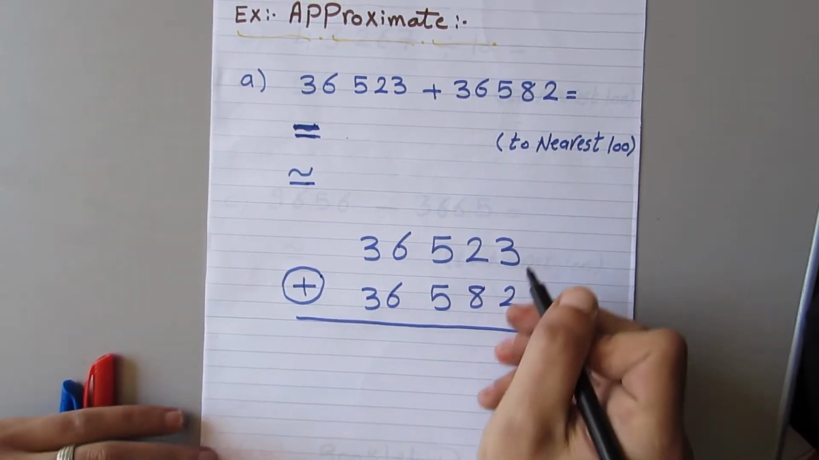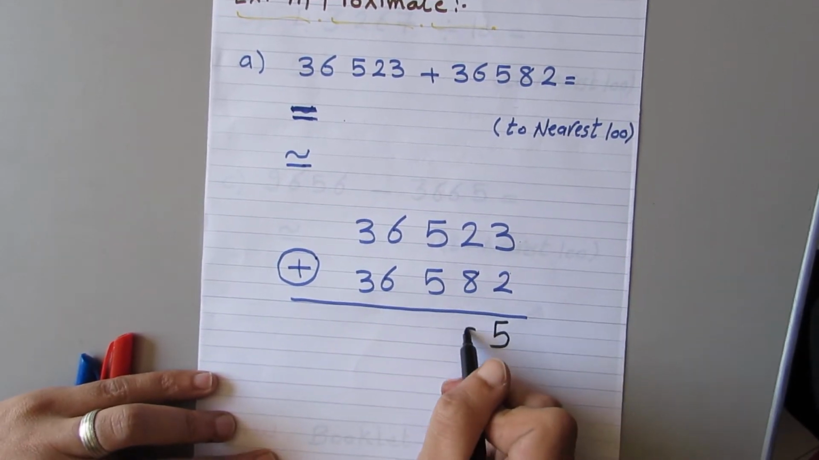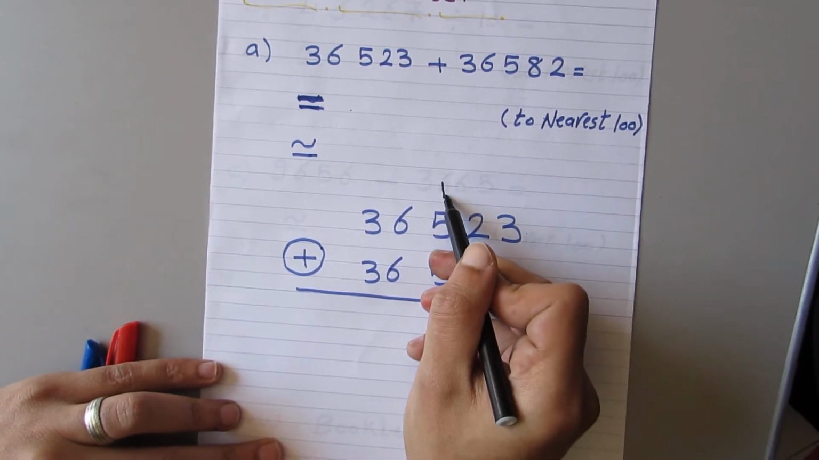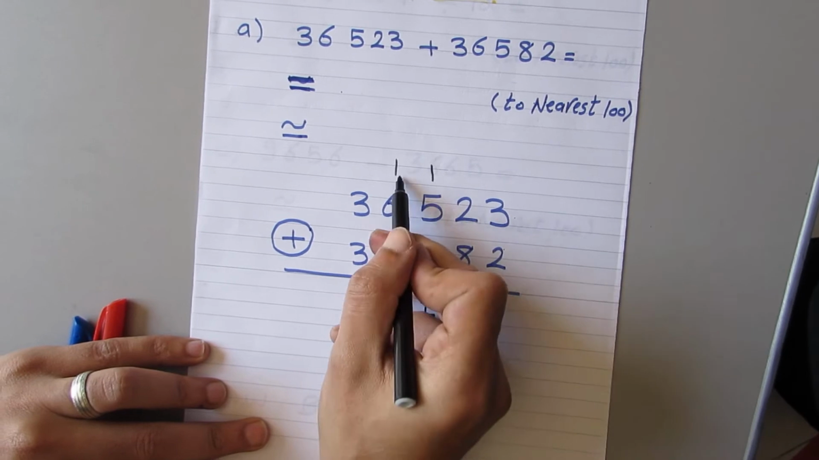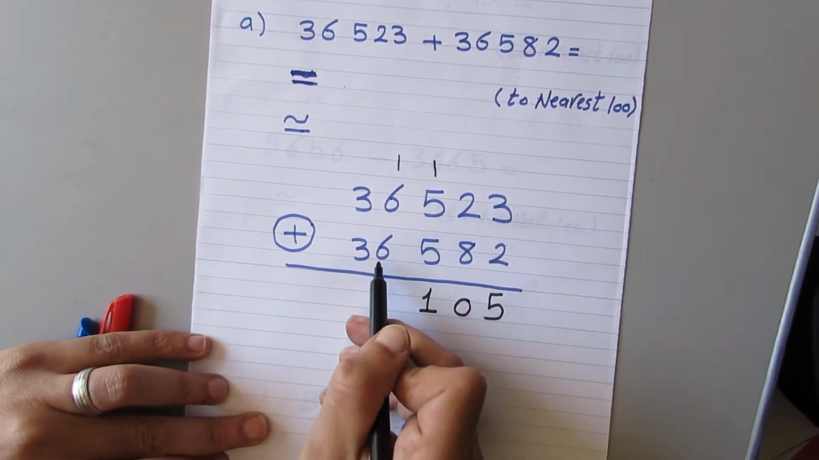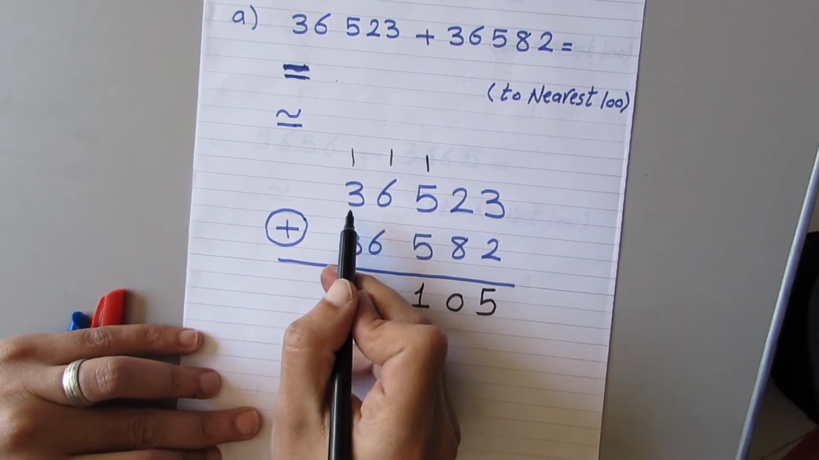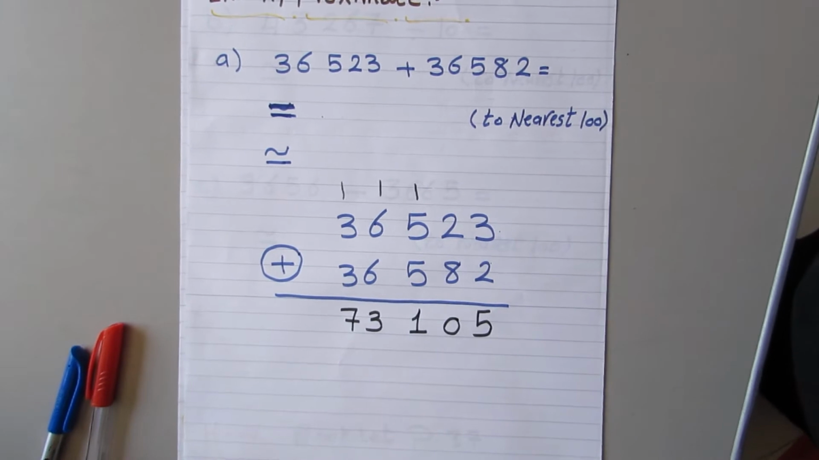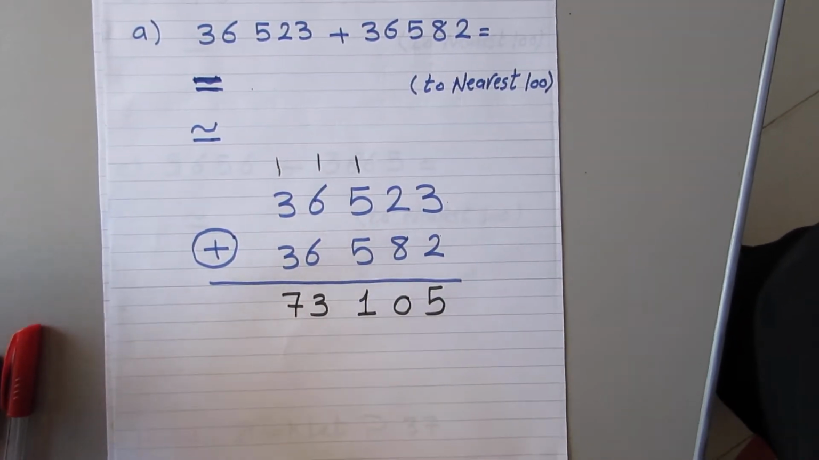Here we have 3 plus 2 equal 5, and 2 plus 8 equal 10, so we put 0 and carry up 1. 5 and 5 is 10, and after 10 we have 11, so we put 1 and carry up 1. 1 and 6 is 7, 7 and 6 is 13, so we put 3 and carry up 1. 1 and 3 is 4, 4 and 3 is 7. So our answer is 73,105, so we're gonna put our answer here.